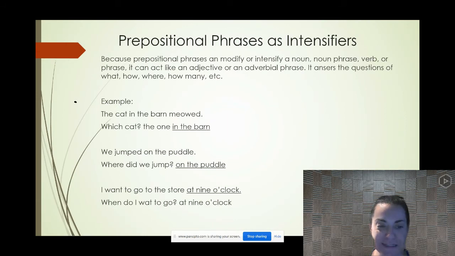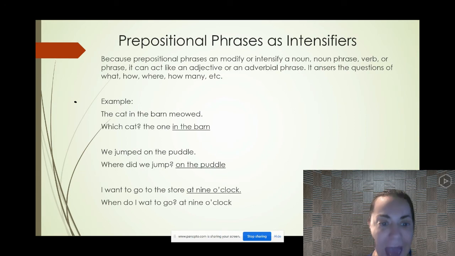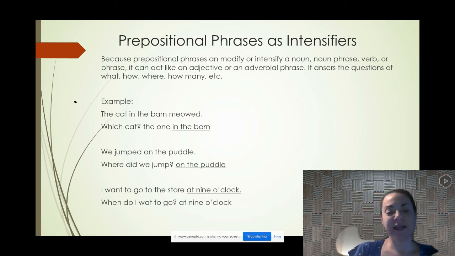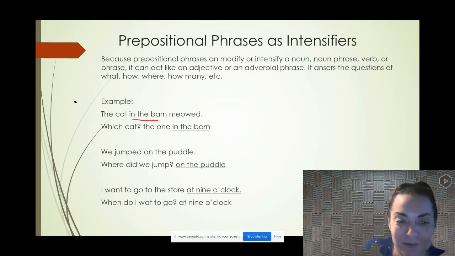All right, we're going to look at prepositional phrases as intensifiers. The cat in the barn meowed. Now, you can look at this sentence two different ways. You can say the cat meowed in the barn, or you can take a look at which cat. It's the cat in the barn. Which cat? The one in the barn.